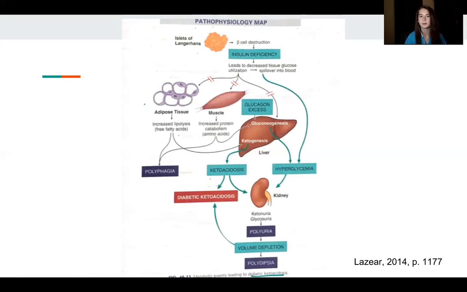So it elevates your blood sugar. You're going into fat breakdown, leading to ketoacidosis. And finally, your poor kidneys are trying to get rid of all this extra water, all this extra sugar. And then it finally leads to volume depletion, electrolyte depletion, and then you're really thirsty to try to replenish all that the body has lost.